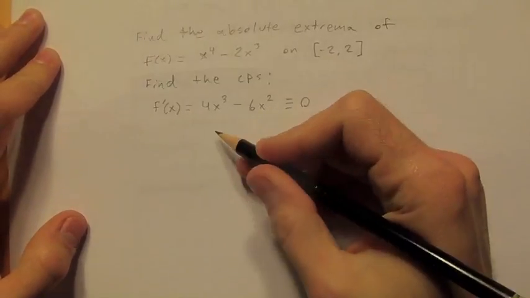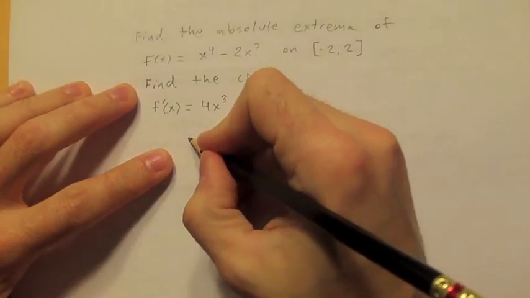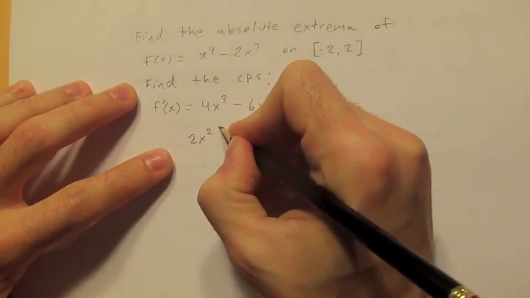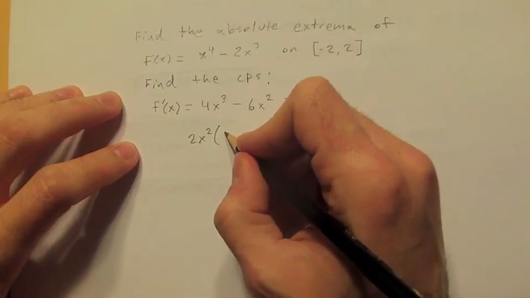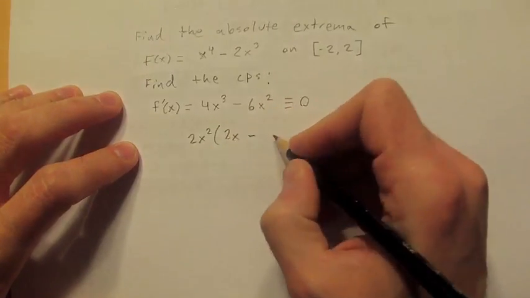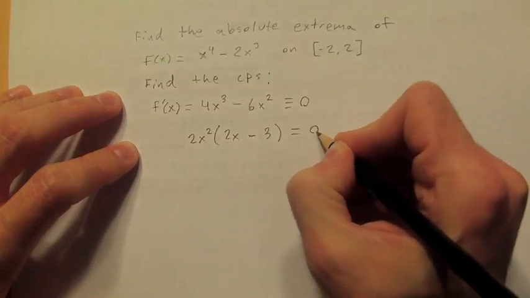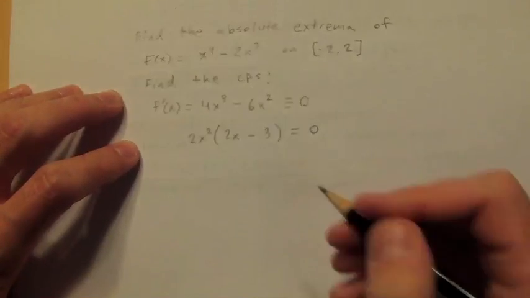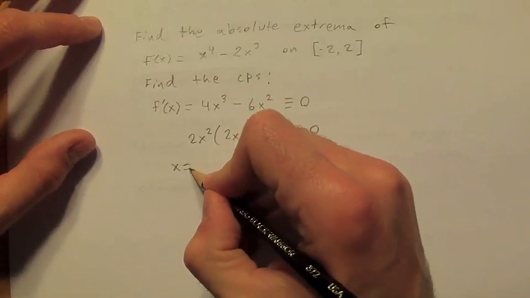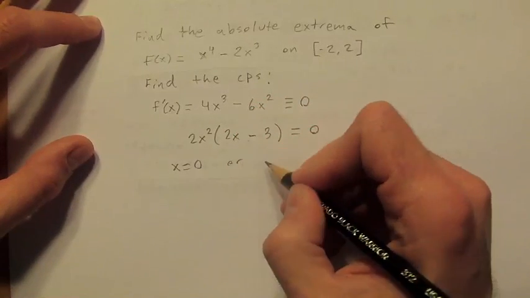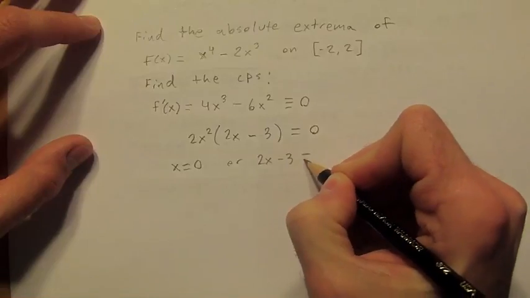We can take out an x squared. We can also take out a 2, so we get 2x squared. And when we factor that out, then we'll be left with a 2x minus 3. Okay. So we get 2x squared is equal to 0, or 2x minus 3 is equal to 0.